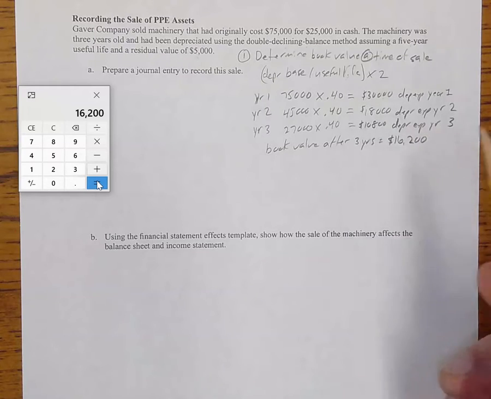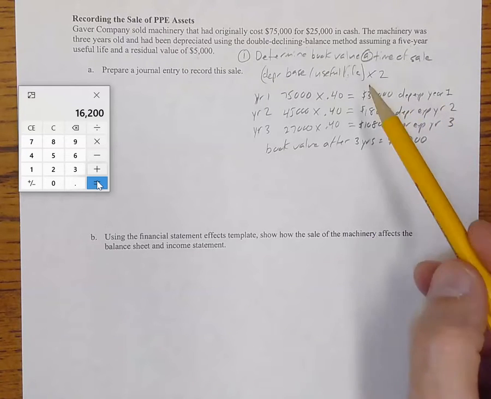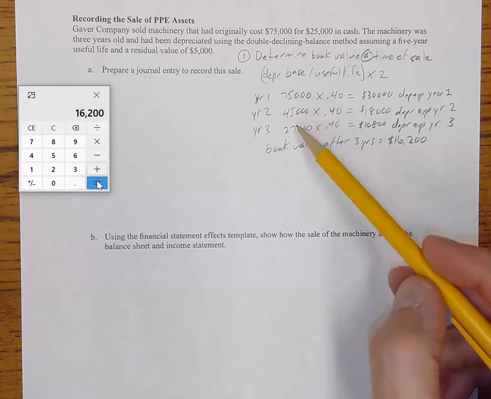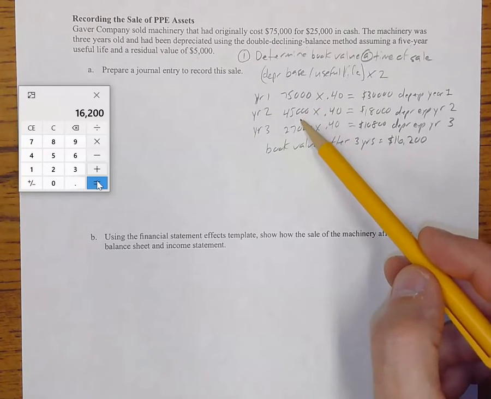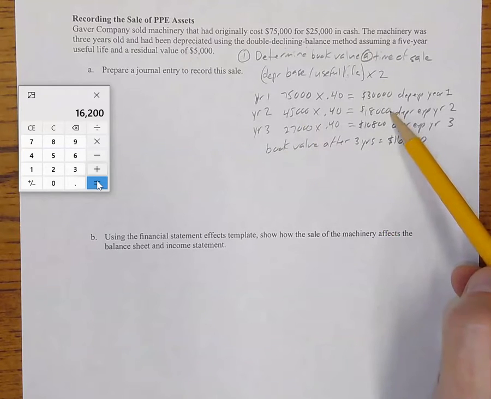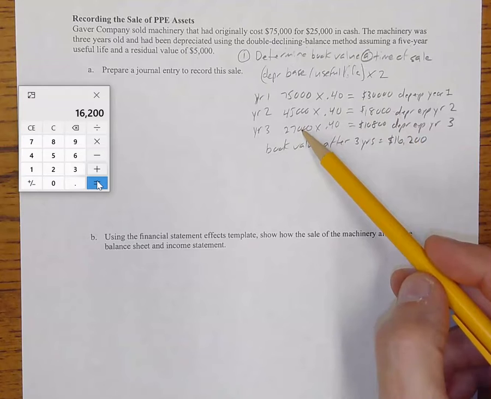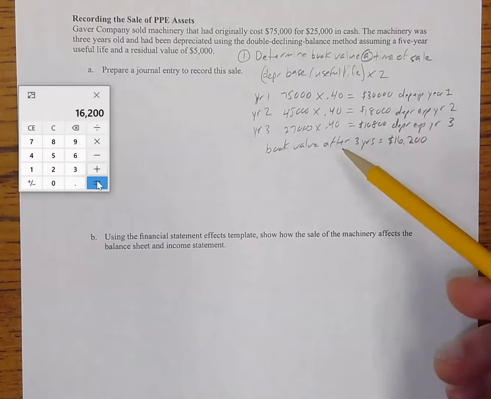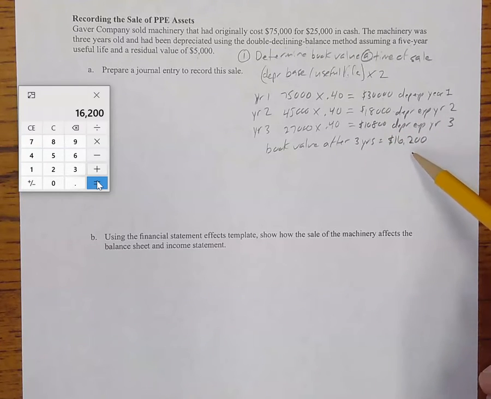So initially, our book value was the same as our depreciable base because we hadn't depreciated anything. It was 75,000. At the end of year 1, beginning of year 2, we had a book value of 45. We took additional depreciation. At the beginning of year 3, we had a book value of 27,000. We took 10,800. So at the end of year 3, beginning of year 4, if we kept it for another day, we would have a book value of essentially $16,200, right?